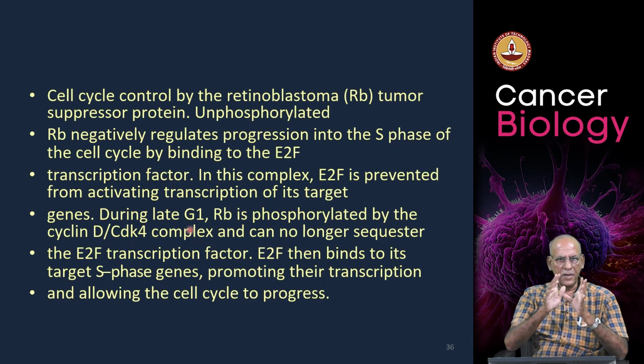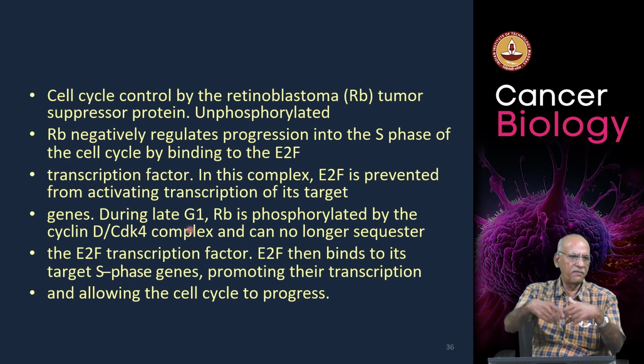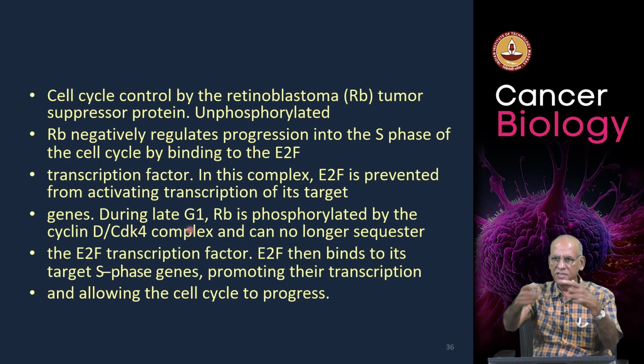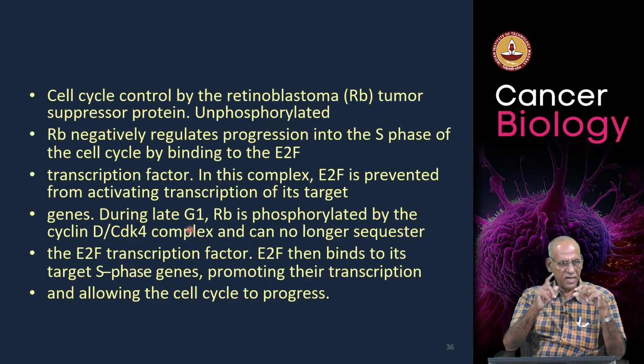In this complex, E2F is prevented from activating transcription of its target genes. E2F is a transcription factor, so it will have target genes which are involved in cell proliferation. That transcription is prevented once RB binds to it.